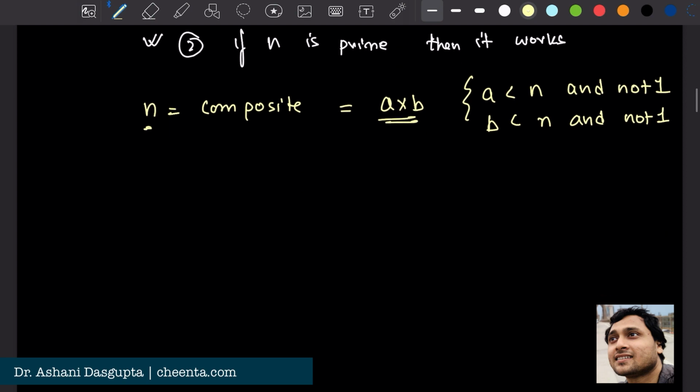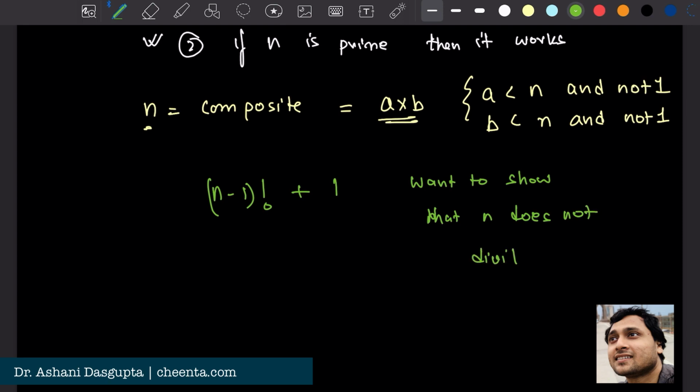Now let's look at the expression (n minus 1) factorial plus 1. I want to show that n does not divide this quantity. Remember, I want to show that it only works when n is a prime number. In this case, n is a composite number, so I want to show it does not work. It does not divide this. So how am I going to show it?